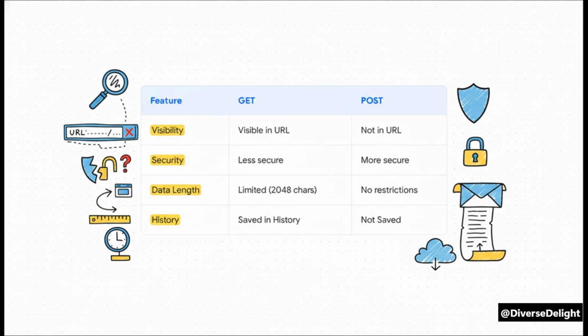With get, the data is totally visible, which makes it less secure. But that visibility can actually be useful sometimes. Think about a search on a shopping site. Using get puts the search terms in the URL, which means you can bookmark that exact search or share the link with a friend. Post, on the other hand, keeps everything under wraps and can handle way more data, which is why we use it for things like uploading files.